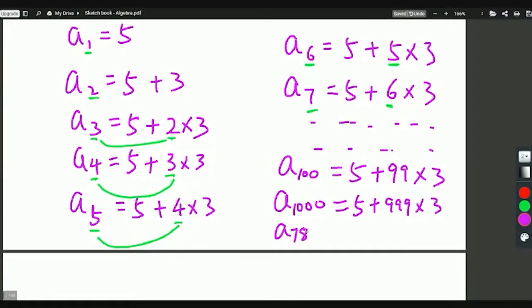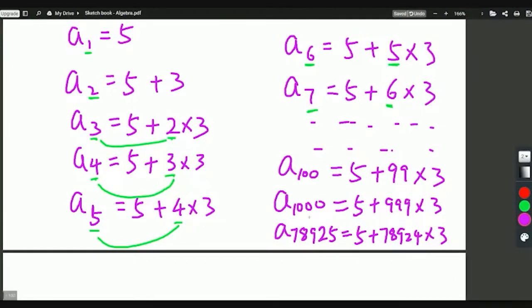7, 8, 9, 2, 5. This 78,925th term. Anyone can tell me? 5 plus 78,924 times 3. Yeah, I guess you're right. So basically, you see it.